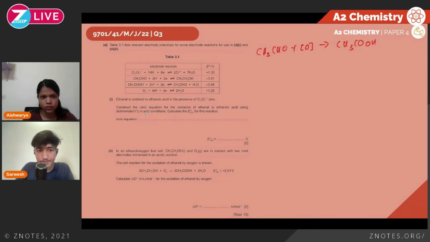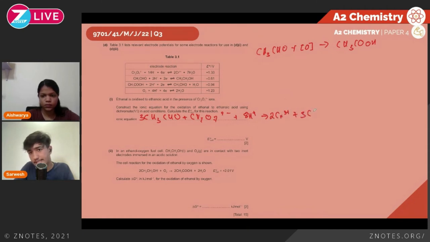Okay, so CH3CHO plus Cr2O7 2- plus 8H+. This is a reaction which is actually given in the book, I think, in the carboxylic acid chapter. So basically, this is a reaction from the book. 2Cr3+ plus 3CH3COOH plus 4H2O. So this is what happens.